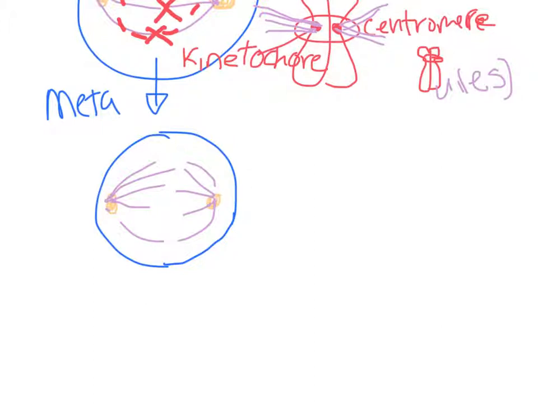And pulled them. So the spindles are very mechanical. They actually can pull back and forth until they tug the chromosomes to the middle of the cell, because there'll be equal tension on both sides of the chromosome. But you can see at this point we have microtubules attached to the chromosomes, and the chromosomes are lined up single file.